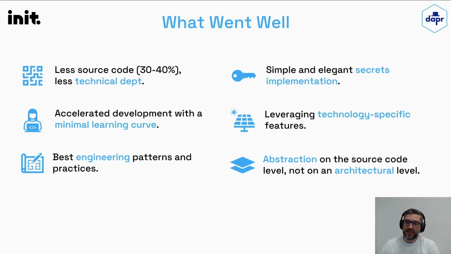What I also like is that the abstraction is on the source code level, but not on the architectural level. What I mean by this is that if you decide to use, for instance, like in our case, Cosmos DB, you still have to be familiar with it and know how to design a database in Cosmos DB, but you don't have to write the source code. So you get less source code, but you still have to be aware of how to use the technology you select. That is expected, but still I really like how it's implemented.